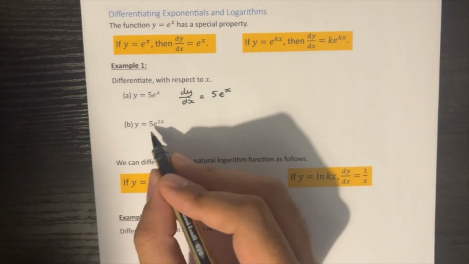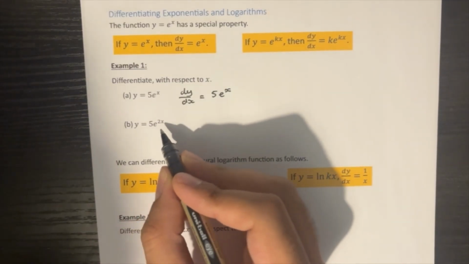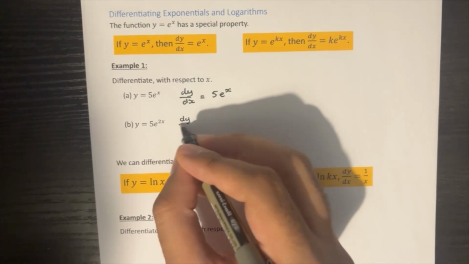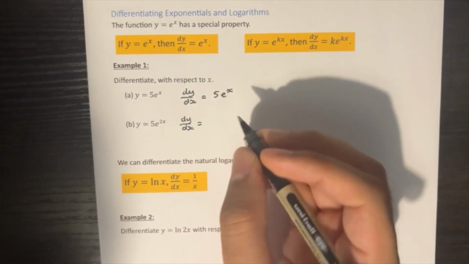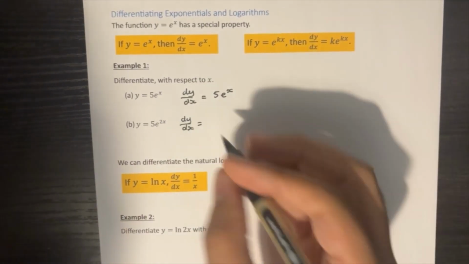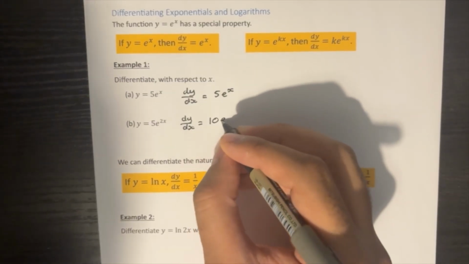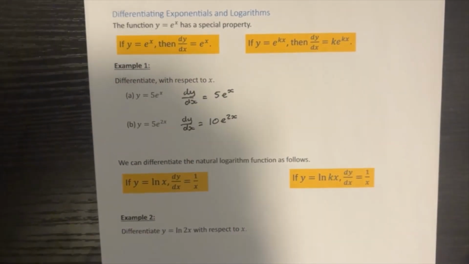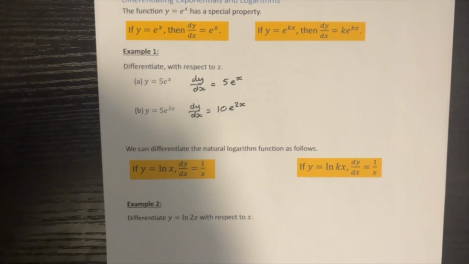For this second one, we're being asked to differentiate 5e to the power 2x. Well, in that case, dy by dx is going to be equal to 2 times 5 gives us 10. So that's going to be 10e to the 2x. Remember, that power is staying the same.